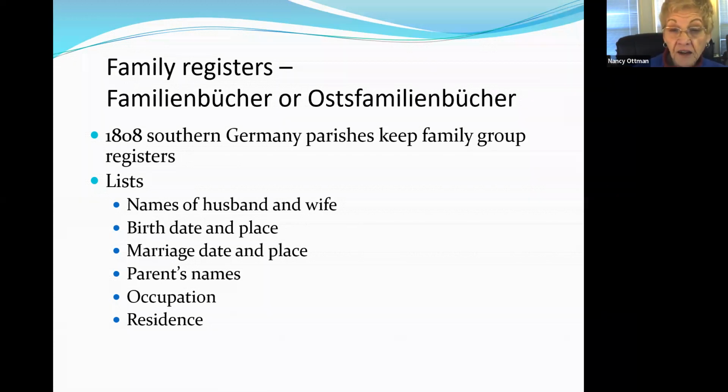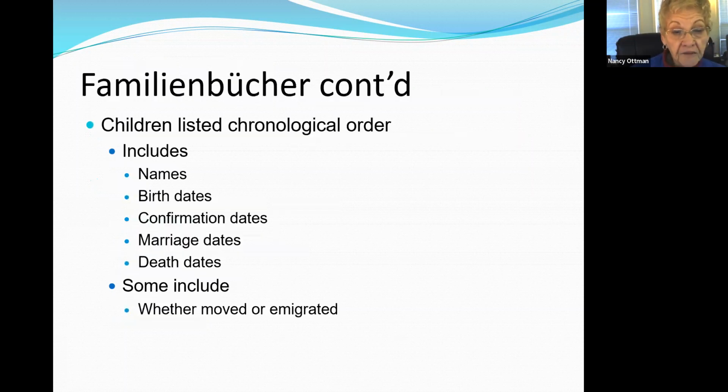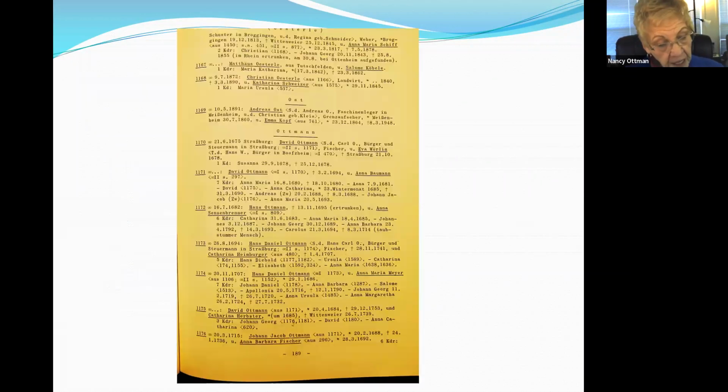These registries are available, of course, in Germany, but there's also a number of them at Harvard University in Boston and a bigger number of them at the St. Louis Library in St. Louis. So I would encourage you to see if you can find that. The family booklet will also list all of the children in chronological order. It includes their names, birth dates, confirmation dates, marriage dates, death dates, and sometimes whether they've moved or immigrated. This is a page out of the family booklet for my family.